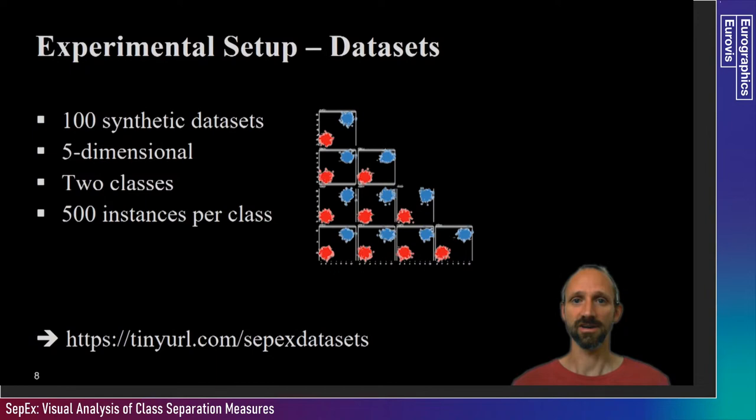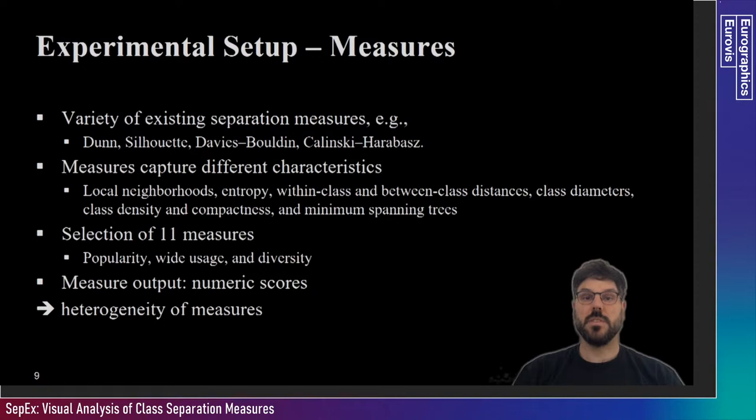A large set of separation measures has been proposed in the past. They differ by the characteristics they seek to capture. Some focus on local neighborhoods, others use entropy, within-class and between-class distances, or minimum spanning trees. For our experiment, we picked 11 of these measures based on their popularity and diversity. While all of them put out a numeric score, they do that on different scales. In practice, this makes comparing them quite hard, especially if you have more than a few datasets.